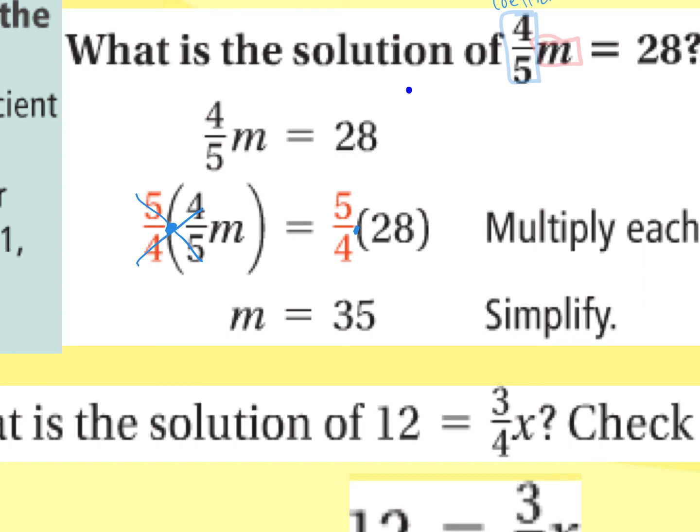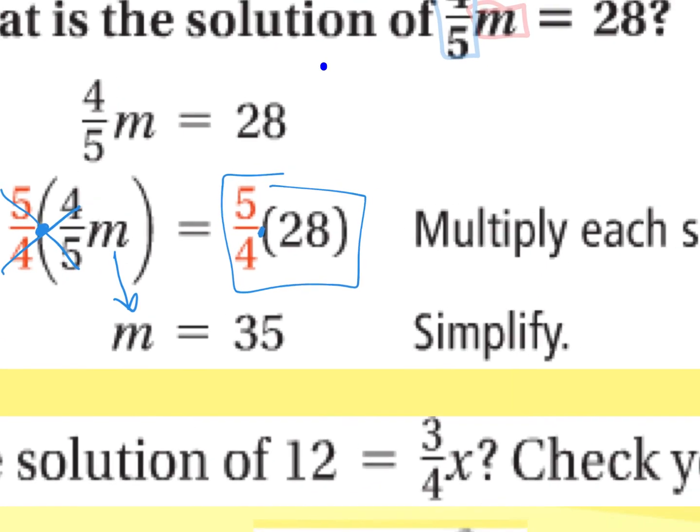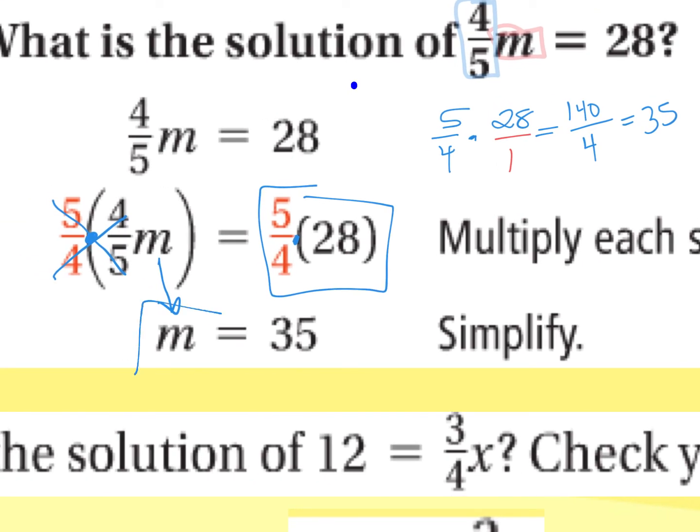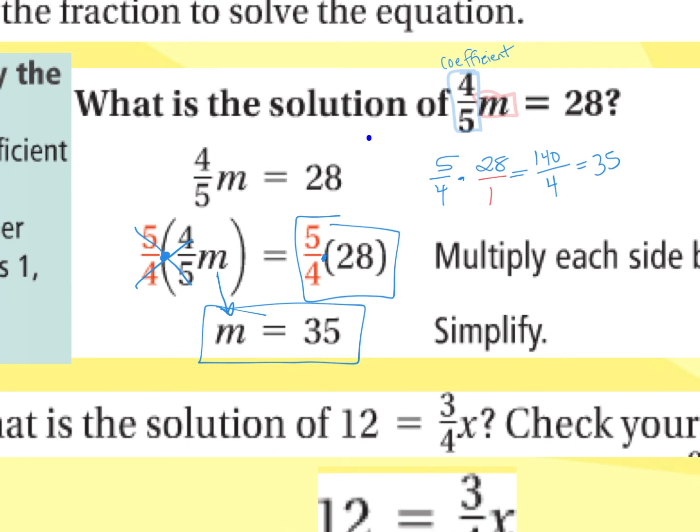Reciprocals cancel out. So my m comes down, and then over here to do this, I usually just do my work off to the side. It's 5 over 4 times 28. Remember, we can always think of that 28 like 28 over 1. And then we just multiply straight across. So again, guys, I'm going to use my calculator, and I'm going to do 5 times 28. That gives me 140. 4 times 1 is 4. And then if we divide that, 140 divided by 4, it comes out to be 35, which we can see, class, that's what they're showing right here. So sometimes you have to do a little bit of work on these.